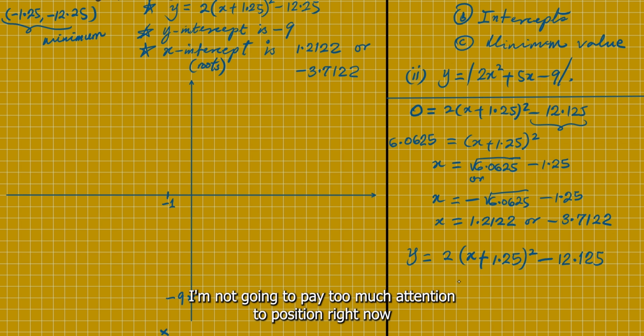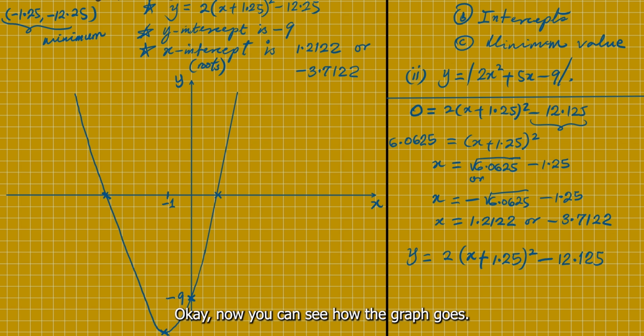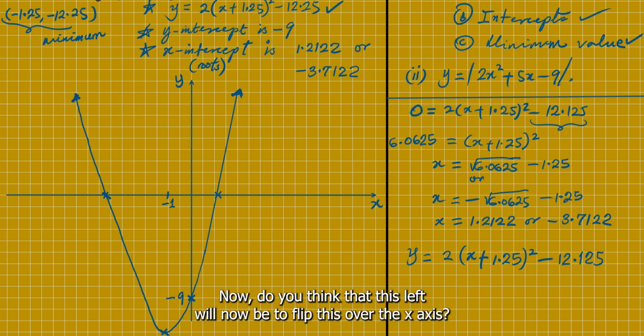Right, I'm not going to pay too much attention to the position right now because I'm still going to have to flip this graph up, well, the part that is beneath the axis. Okay, so we have the minimum. Now let's put the x-intercepts at 1.2. We could put that here, and then at negative 3, 1, 2, 3, 4. So negative 3.7, that's really close to 4. Okay, now you can see how the graph goes. Okay, so I have the sketch. Now the only thing that is left will now be to flip this over the x-axis.